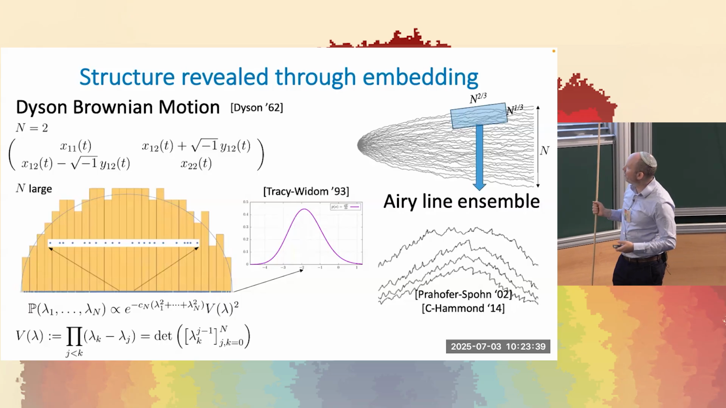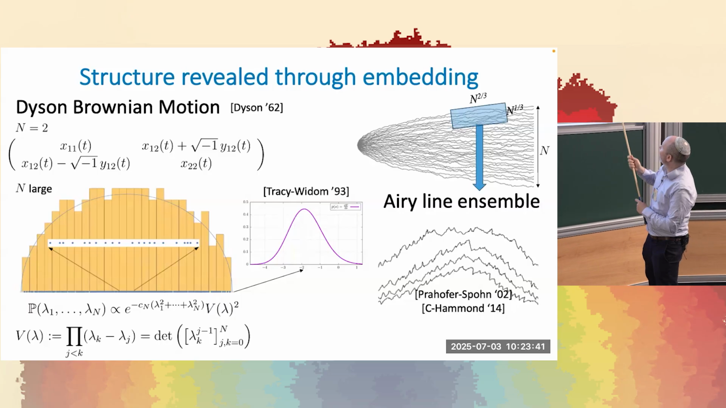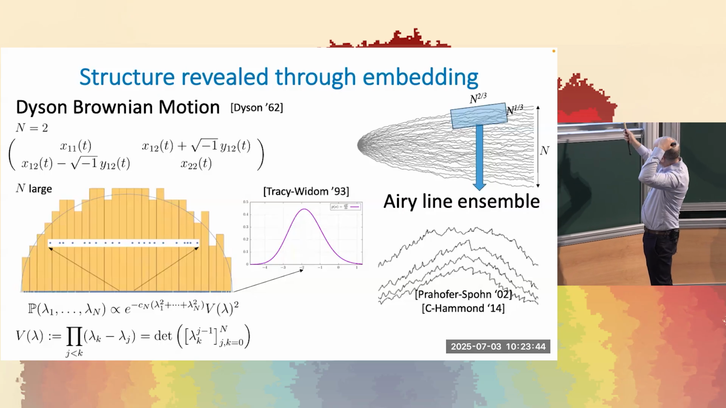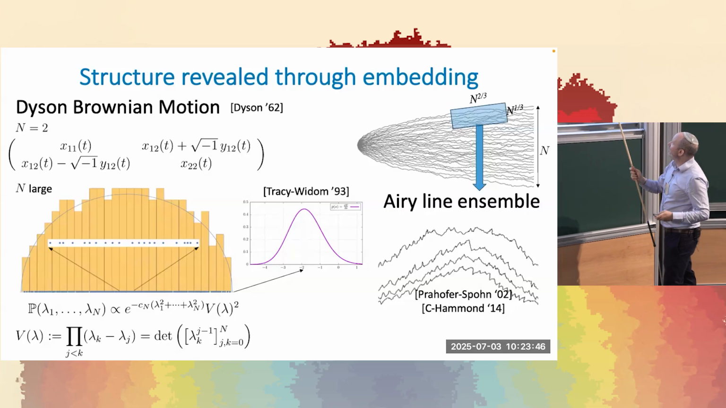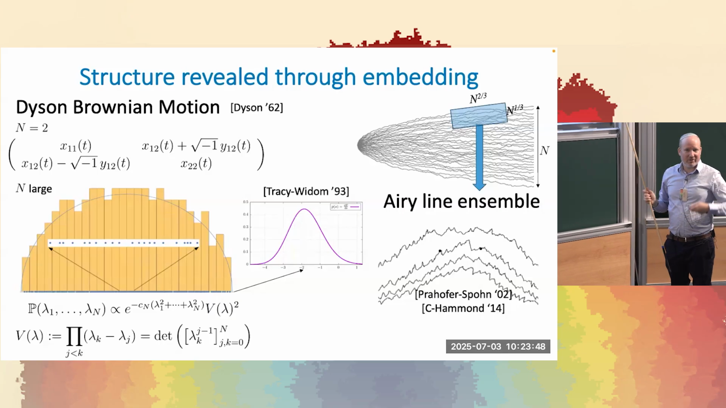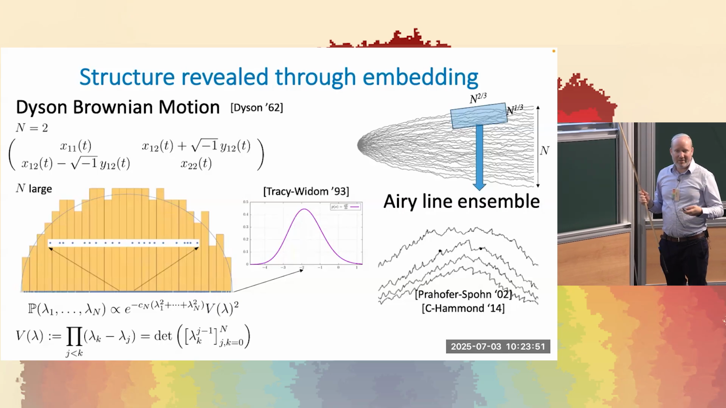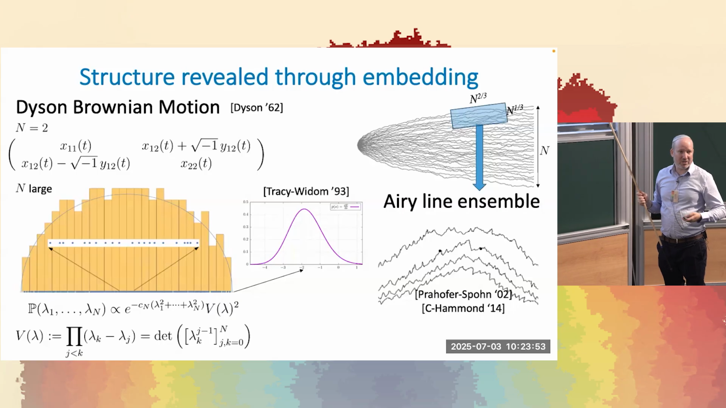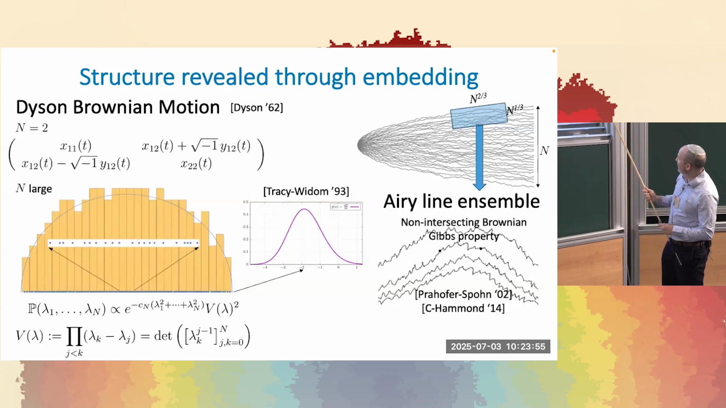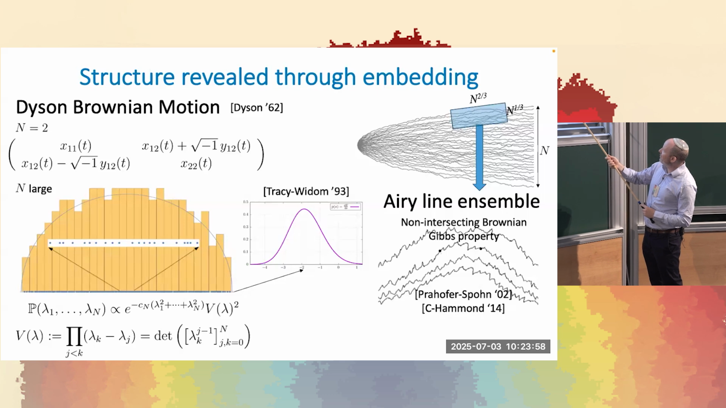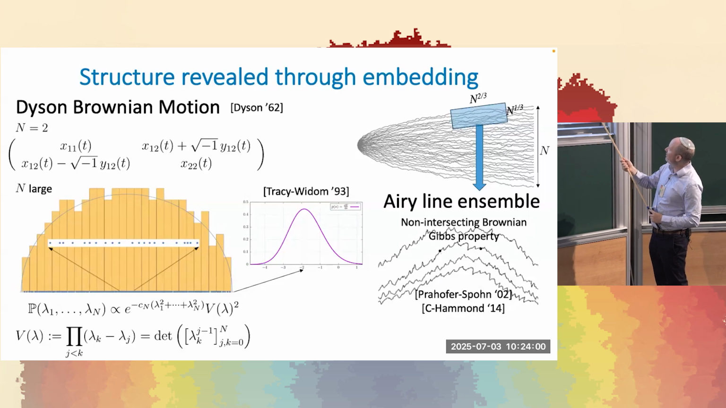Okay, so the Airy line ensemble is describing the scaling limit of the edge of Dyson-Brownian motion under this KPZ scaling, and it inherits the non-intersecting Gibbs property that Dyson-Brownian motion had from its definition, which says that if I condition on knowing the value here and the curve above and below, then the marginal distribution of the law inside is just that of a Brownian motion conditioned to avoid the above and below curves.